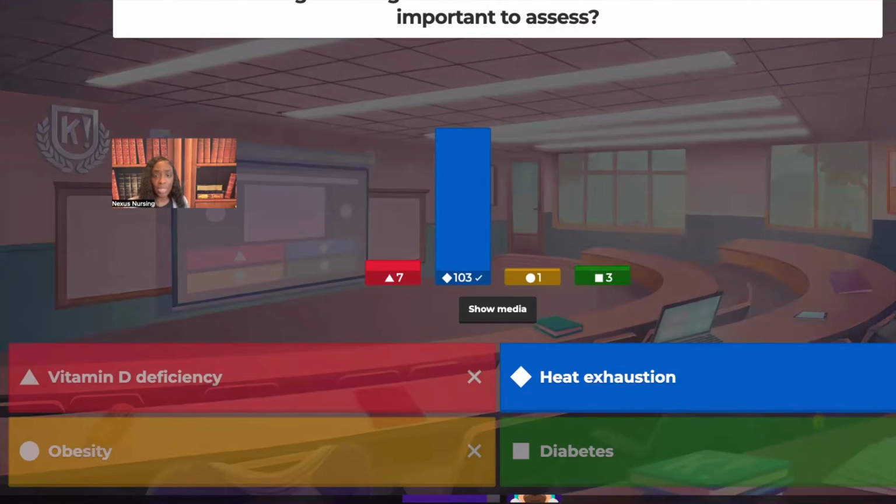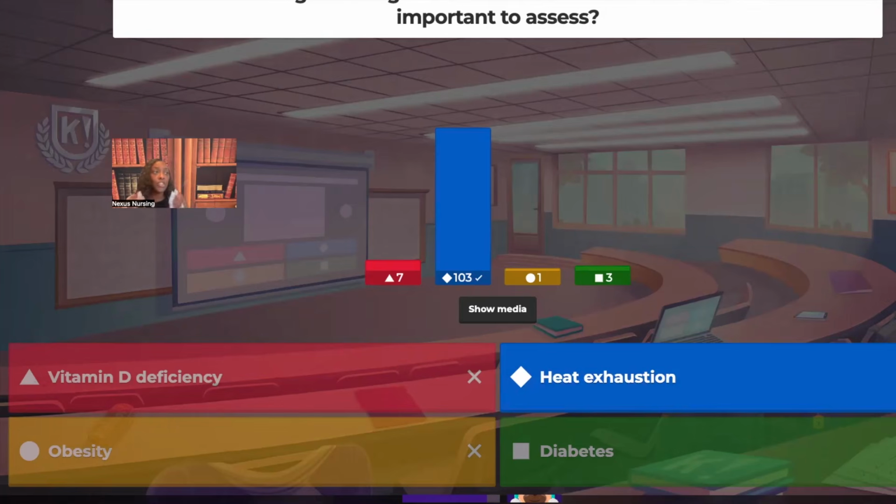Very good. Heat exhaustion. Seven people chose vitamin D deficiency, but how are you going to have vitamin D deficiency if you're a migrant farm worker? You're out in the sun all day. You're getting vitamin D from the sun rays, right? So not so much vitamin D deficiency. You're a migrant farm worker. That is hard work. You are moving about a lot. When's the last time you saw an obese migrant farm worker? I've never seen one. So, no, I don't think that would be a priority and not diabetes. It's going to be heat exhaustion.